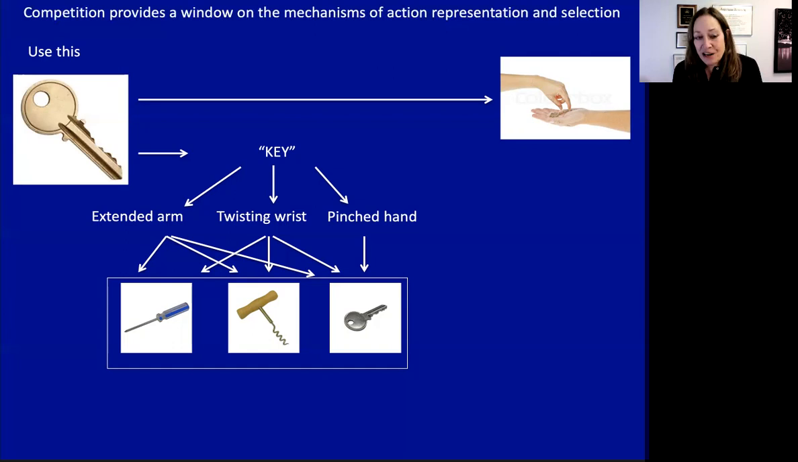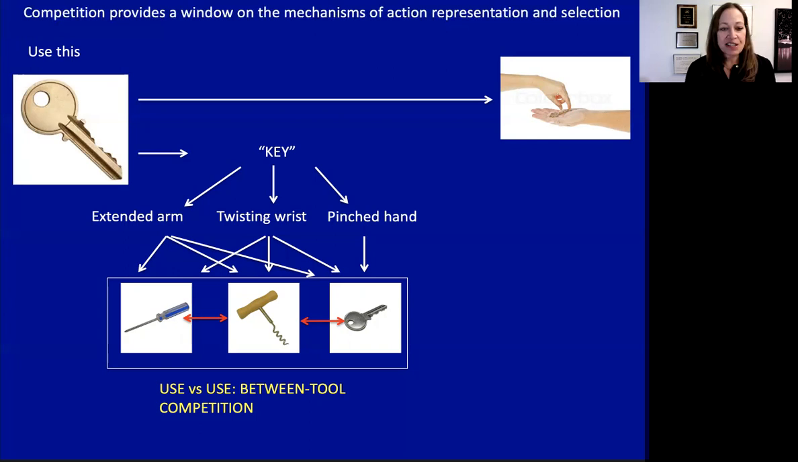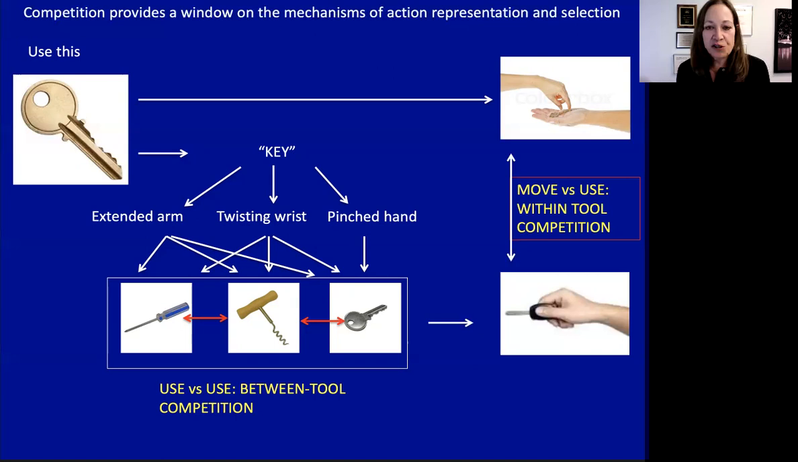And that those similar actions, which are semantic features, lead to between-tool competition. Between different use actions should lead to different kinds of competition, if we're right. And that contrasts with what I've already told you about several times, which is the conflict between moving and using objects. Okay. So some of our work has looked at testing and validating these ideas.